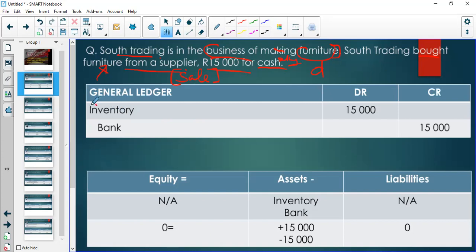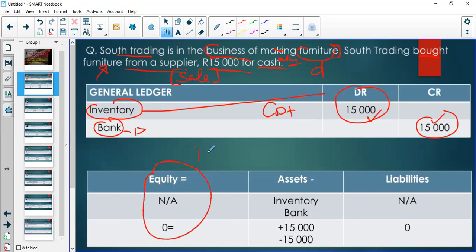But in this case, we bought inventory for cash. Inventory is an asset. It has increased. So our inventory has increased by 15,000, which is the cost price. Then we paid 15,000. So like all cash transactions, the bank account is going to be credited all the time if the money came out of our bank account. And of course, our equity is not going to be affected. Remember that only DICE transactions affect equity. Like when we have drawings, when we have income, when we have capital or expenses.